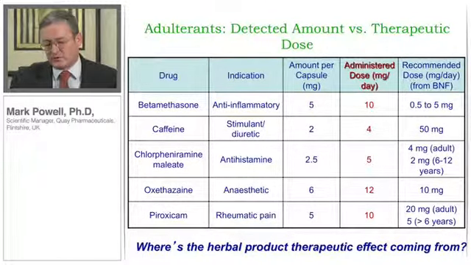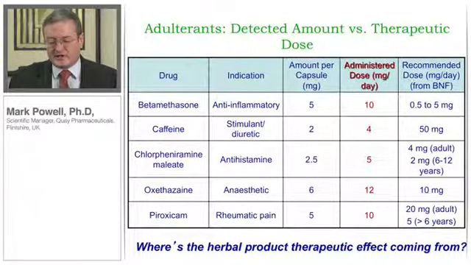Chlorpheniramine maleate we've already discussed, and there are concerns there about the amount of chlorpheniramine that's present compared to the pediatric dose. For oxethazane, again, we've got an amount of oxethazane in 2 capsules that is roughly equivalent to its therapeutic dose in adults. And for piroxicam, we've got 10 milligrams of piroxicam present, which is a little bit less than the adult recommended dose, but exceeds the recommended dose in children.